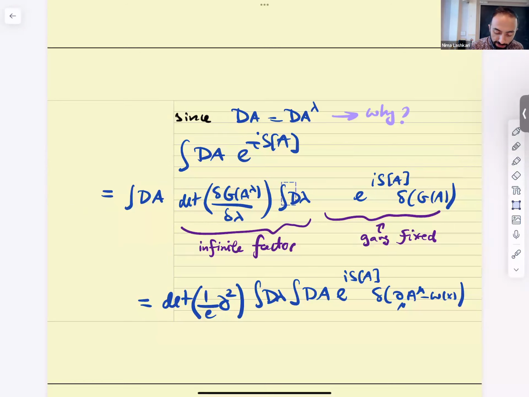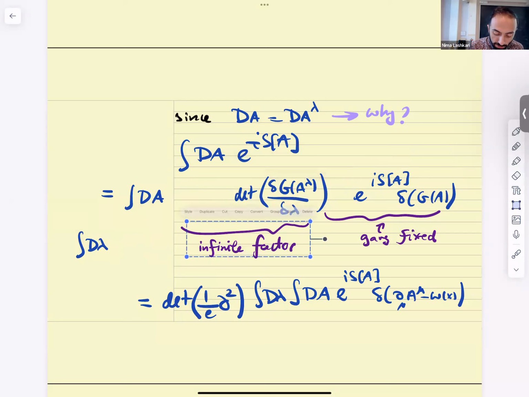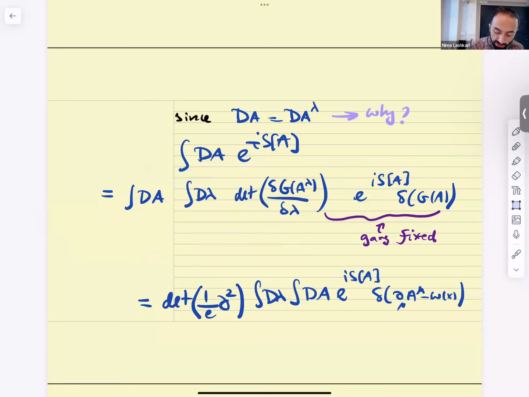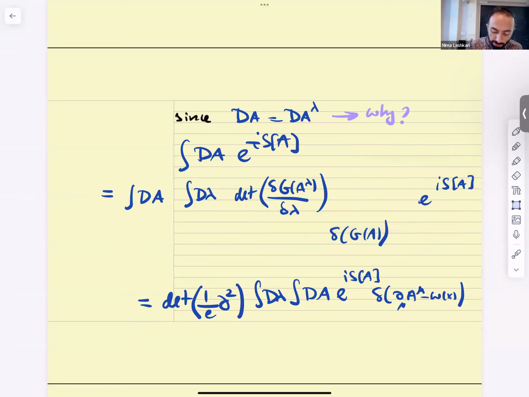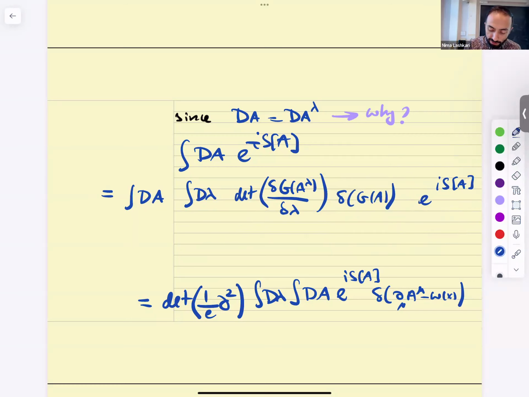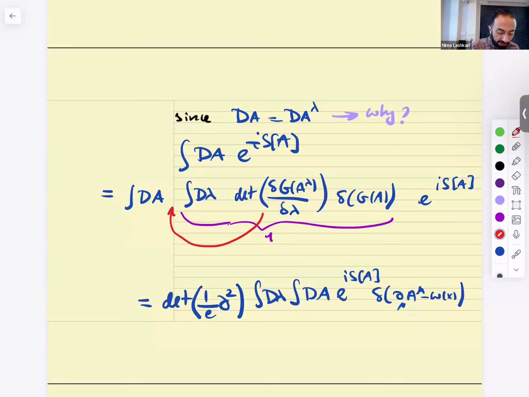So what I have is this expression. I inserted 1 inside the path integral, right? Then I argued I can take this guy here. This is independent of lambda, so I can pull this out. In QED, this is also independent of A. I can pull it further out.